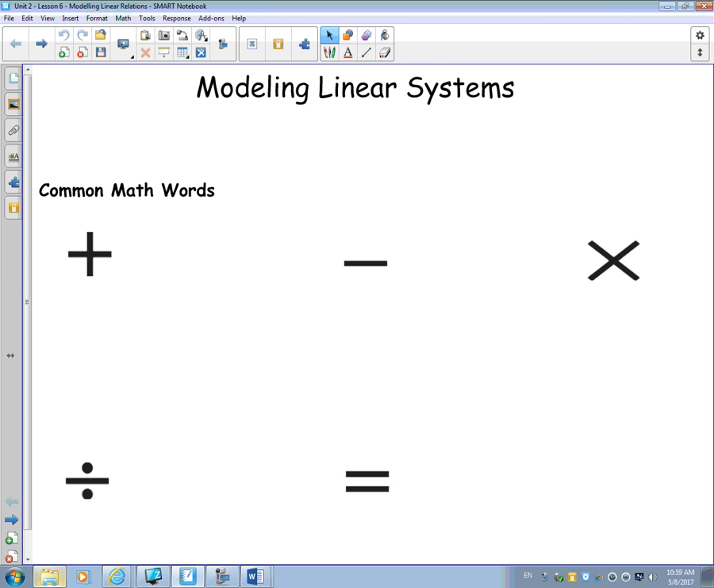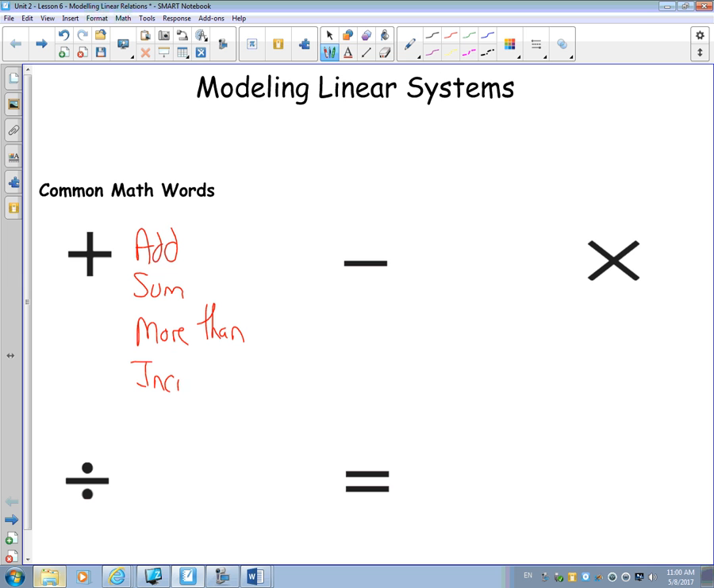So we see a plus sign. What can a plus sign represent? Well, some common words we know go with plus signs are add, and the word sum in math always means that. You may come across the words more than, increase by, together. These are just some examples, and we'll come across some more as we're doing some word problems. So we may have to add to the list.